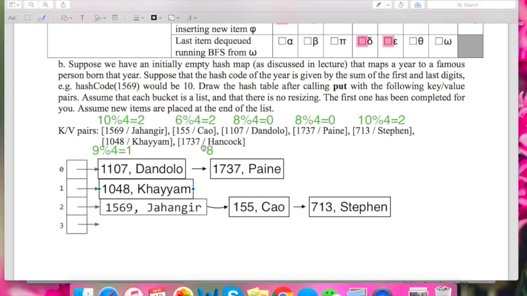So last we have 1737. Again, this hash code is 1 plus 7 is 8. We mod by 4, and that's equal to 0. So you would think that we would just add a new item, 1737 Hancock, to index 0, but we see that this 1737 key already exists in index 0. So what we're going to do is, when we put in Hancock, we're going to replace this Payne value with Hancock instead. Because Hancock has the same key as Payne, it overrides its value. And that is our final hash map. Hope that helped.